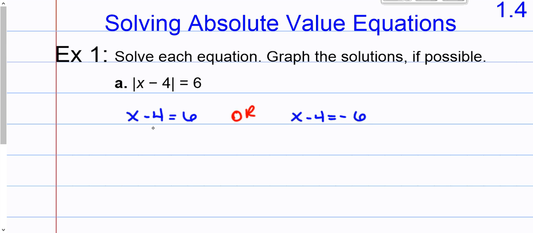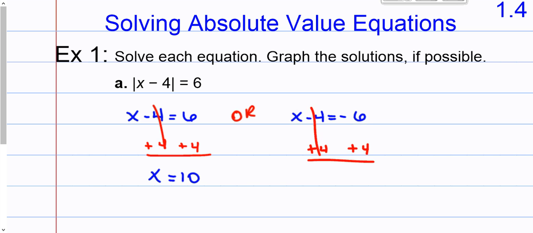Now, how do you solve this linear equation? Well, if it's minus 4 right here, then I'm going to add 4 to both sides to get x by itself. Those 4's are going to cancel, and then I have x is equal to 6 plus 4 is 10. Over here, I'm going to do the same thing, same steps. It's minus 4, so I'm going to add 4 to both sides.